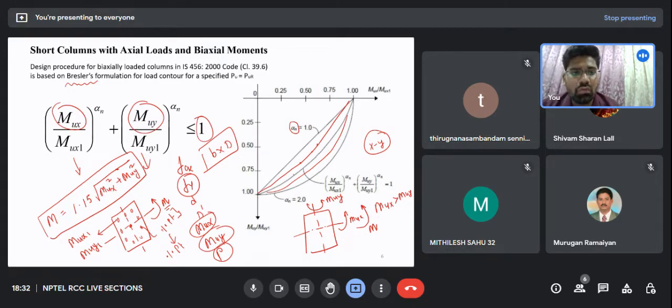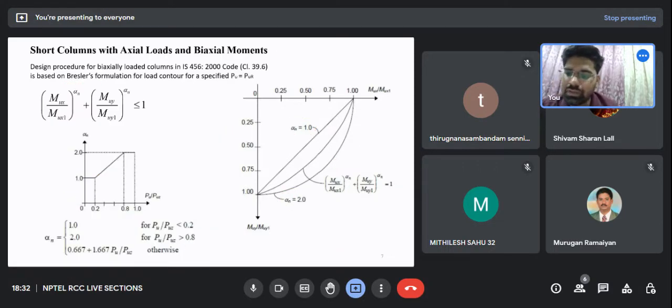Now, what did I tell you? My Bresler curve, it is for, okay, not Bresler curve, my alpha n. How to find alpha n for a particular cross section? I told you it depends upon puz. So how to find that puz? You can see it here.